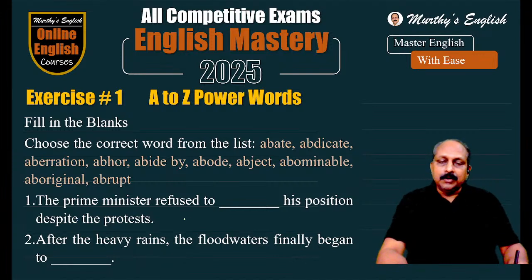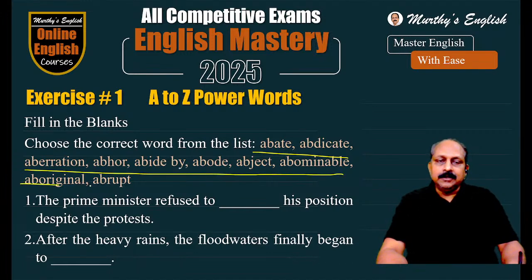The Prime Minister refused to his position despite the protests. To answer these questions, first you have to know the word and understand the context. Only then can you answer. Choose the appropriate word from any of these words. For all the 10 sentences, you have to choose the appropriate word from the 10 words. The Prime Minister refused to do what? His position despite the protests.